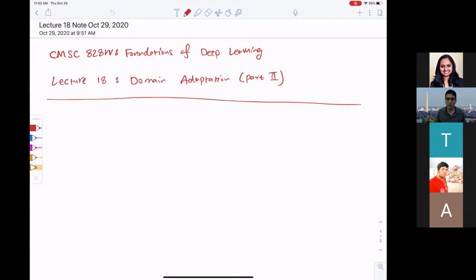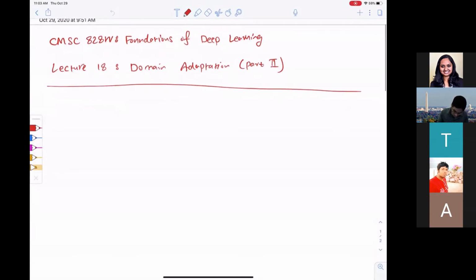So let's start. Today we are going to continue talking about the domain adaptation problem. Let me quickly recap what we covered last time. We are given a source domain. We represented it with distribution Q(X, Y). So we are observing M samples from the source domain. The samples come in the form of x_i^s and y_i^s.